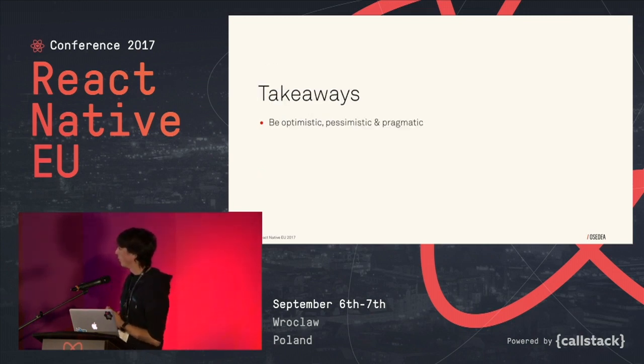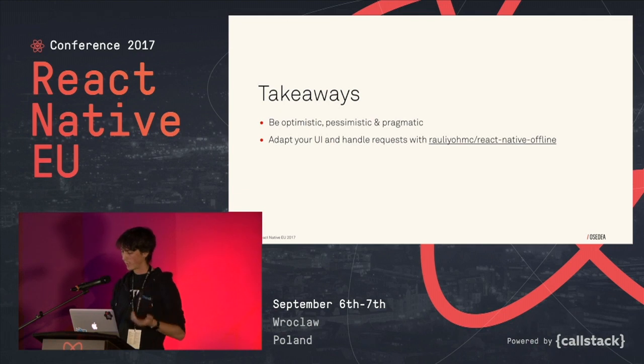Okay, so when you're doing your app in React Native, try to be optimistic with your UI, don't block your user. Try to be pessimistic on your requests, and pragmatic. Don't try to send requests if it's useless, if you know they're going to fail. Try to adapt your UI to show your user that you're in control and that it's okay to not have connectivity. Your app is in control and everything is going to be fine in this uncertain moment.